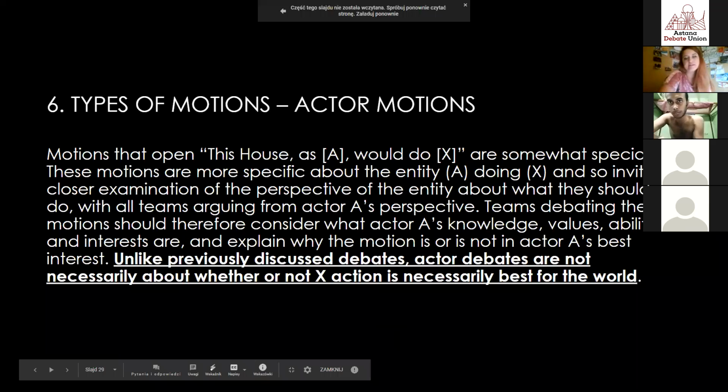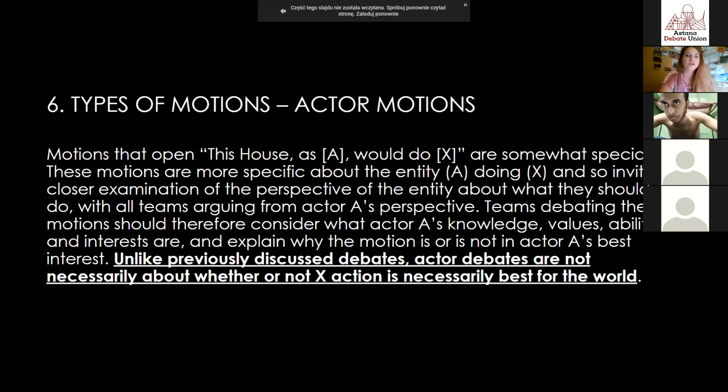Types of motions. The last one is the actor motions. Motions that open this house as A would do X are somewhat special. These motions are more specific about the entity A doing X, and so invite a closer examination of the perspective of the entity about what they should do, with all teams arguing from actor A's perspective. Teams should therefore consider what actor A's knowledge, values, abilities, and interests are, and explain why the motion is or is not in actor A's best interest. Unlike previously discussed debates, actor debates are not necessarily about whether or not action X is best for the world.